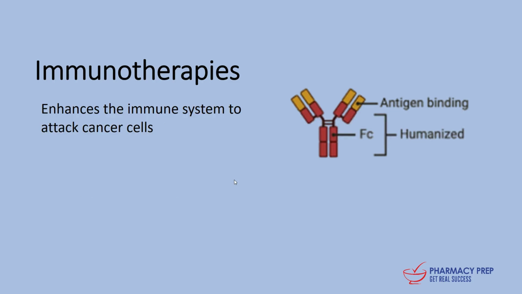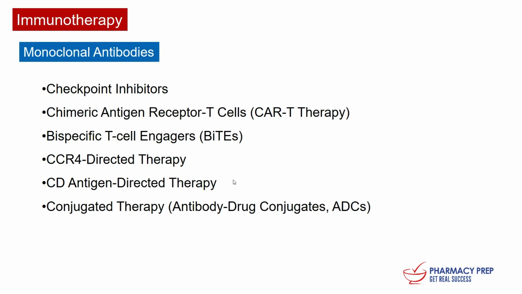All right, the next therapies are immunotherapies. What does that mean? Immunotherapies, as the name tells you, basically use monoclonal antibodies. Most of the therapies here utilize monoclonal antibodies, and they enhance the immune system so that it can be strong enough to attack and fight the cancer cells. The mechanisms are complicated, so let's put them in a simple way to memorize this class of drugs. Within immunotherapy and monoclonal antibodies, the most commonly used are checkpoint inhibitors, CAR T therapy, bispecific T cell engagers (BiTEs), CCR4-directed therapy, CD antigen-directed therapy, and conjugated therapies.